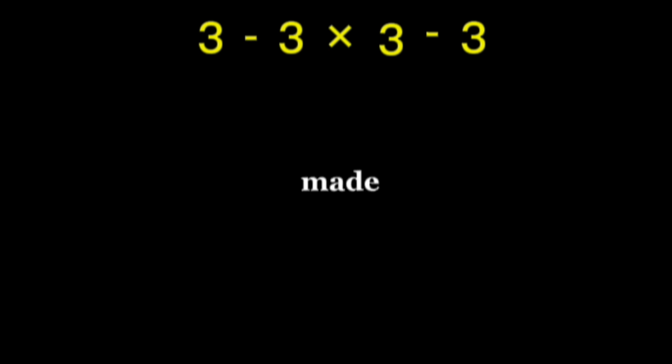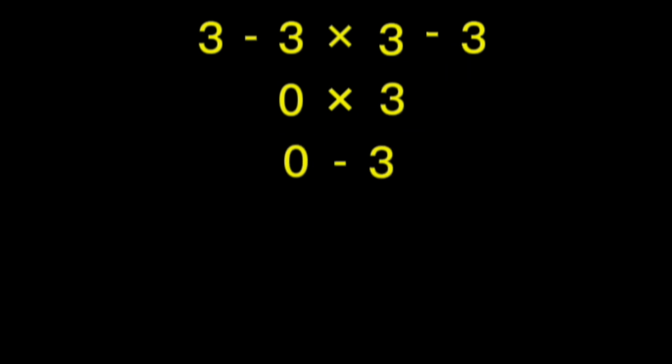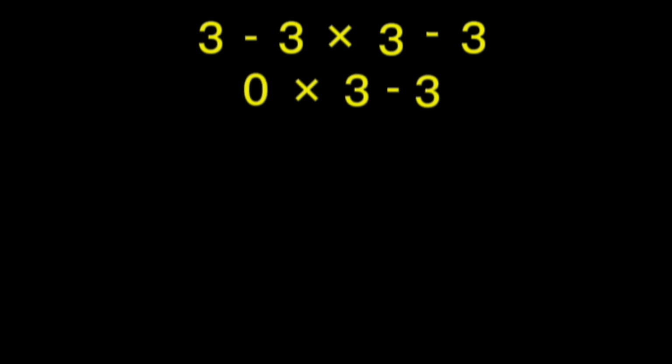Some people make this mistake. They start with 3 minus 3, which is 0, then multiply by 3, get 0, then subtract 3 and get negative 3. That is wrong. Other people will say 3 minus 3 is 0. Then they'll do 0 times 3 minus 3, which becomes 0, and then 0 times 0 is 0. That is also wrong. So what's the correct way?